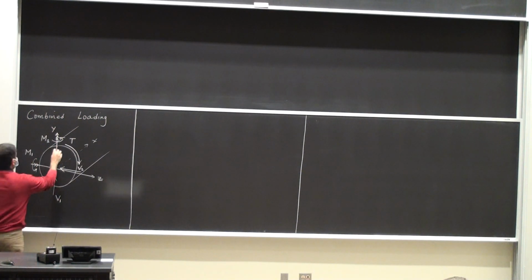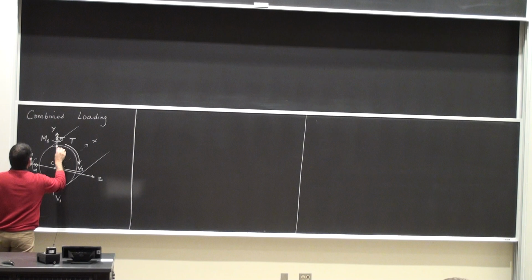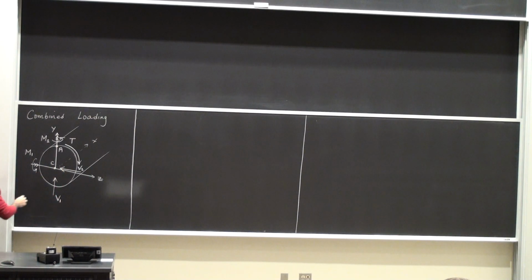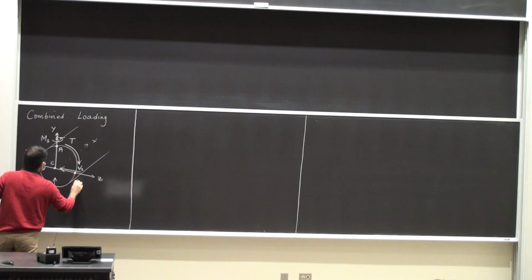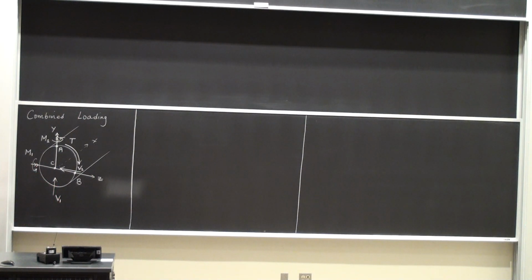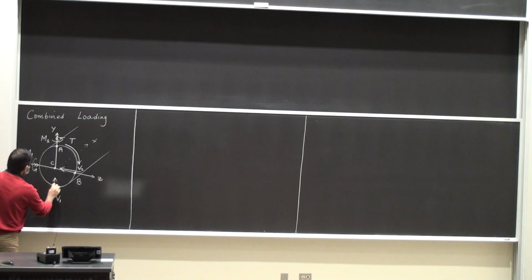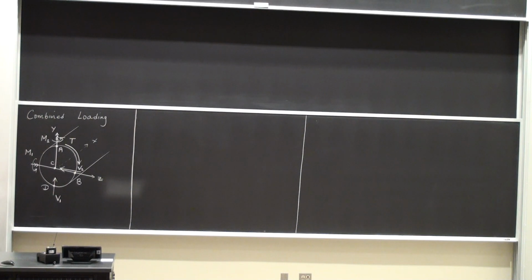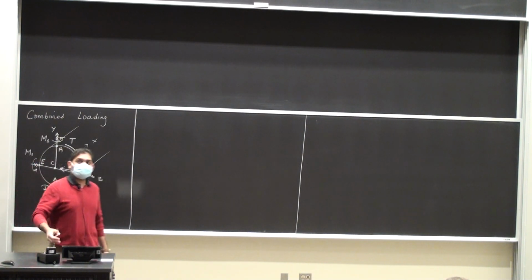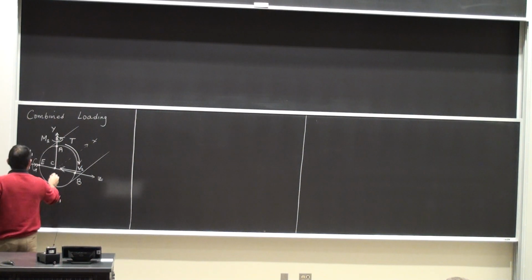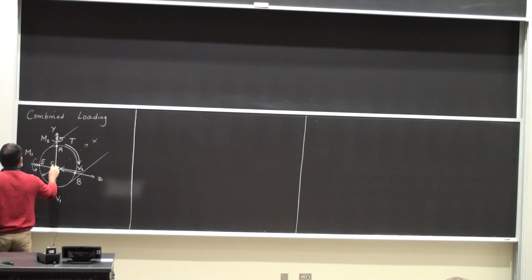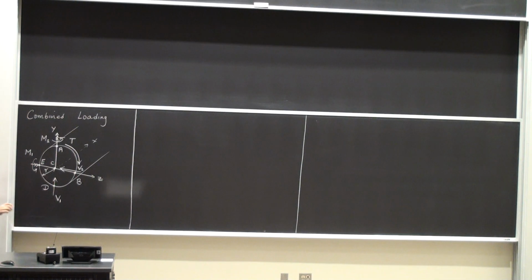Then let's say this is point A. Okay, let's call this point B. Then point C is the centroid, so let's say this is D. And then I have point E on the other side, 9 o'clock position, so this is point E. The radius of the shaft is little r.